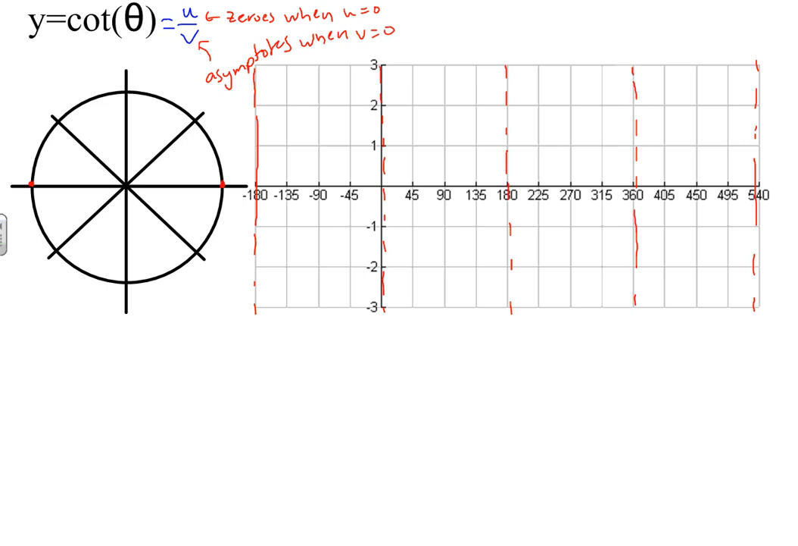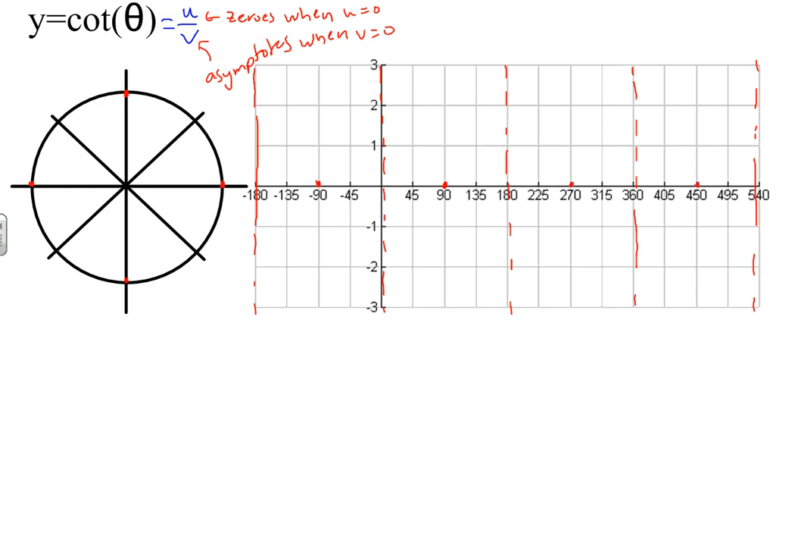Okay, so those are not the same places where I had asymptotes for tangent. It's shifted 90 degrees to the side. I also know that I'm going to get zeros when u is equal to 0. When's u equal to 0? Well, when I'm along this axis. When I'm here at 90 degrees or 270 or any of those coterminal angles. So I know I'm going to get zeros here at 90, 270, 450, negative 90.